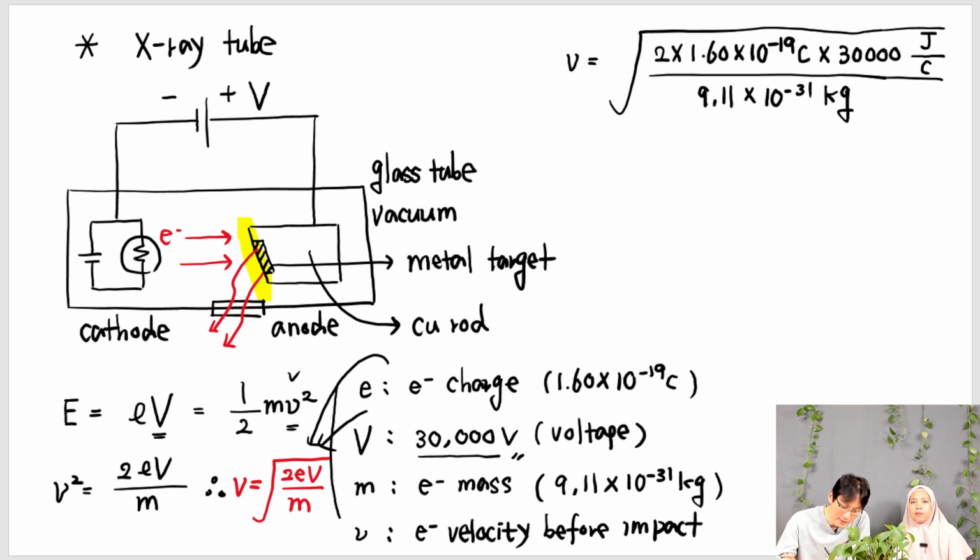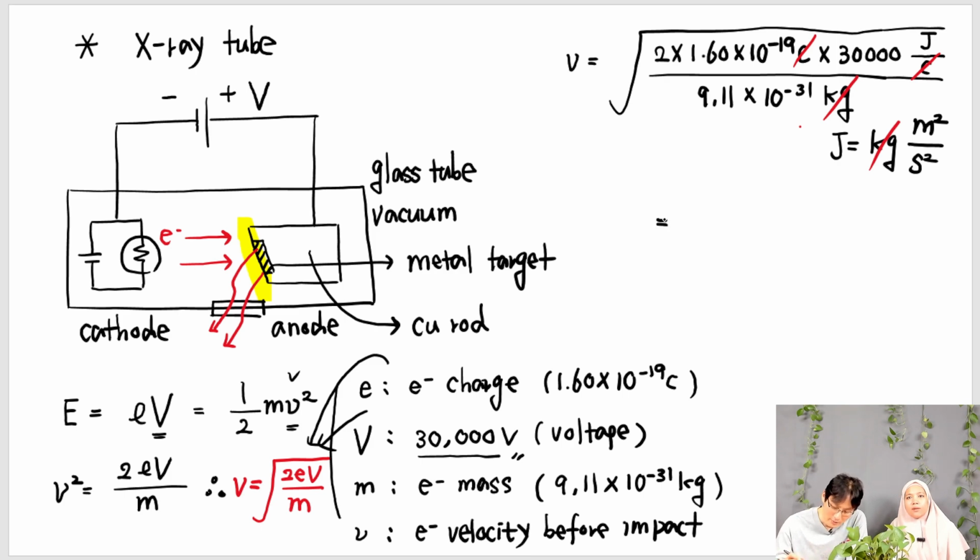C out. And then joule per kilogram. But the joule will be kilogram per meter square per second square. Right? Yes, Professor. So that's why this kilogram is out.